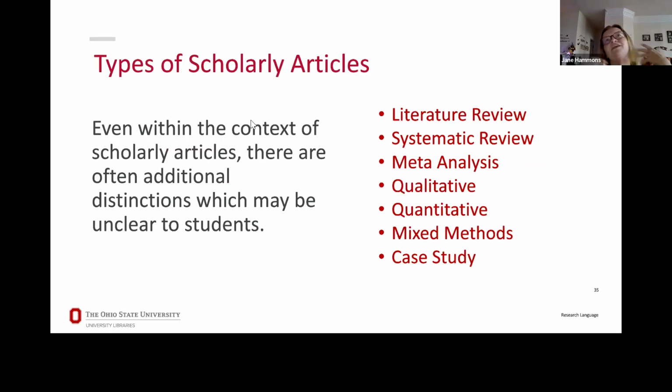I also wanted to point out this idea that even if we get past the issue of scholarly or peer-reviewed articles, once they get into using scholarly articles, there are all these different subtypes of scholarly sources that students might use. What is the difference between a literature review and a systematic review and a meta-analysis? Those are different things, but how clearly are students going to be able to recognize the difference between those terms and the different types of research terms that students might encounter?